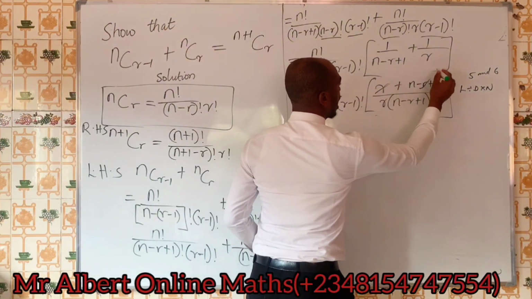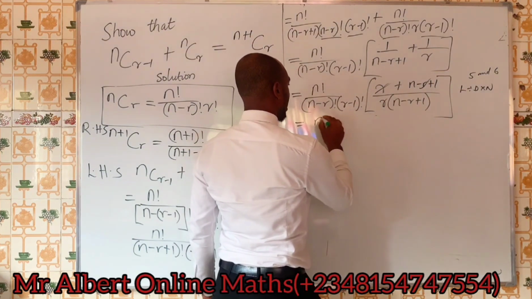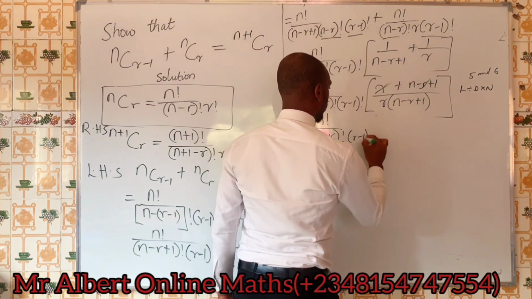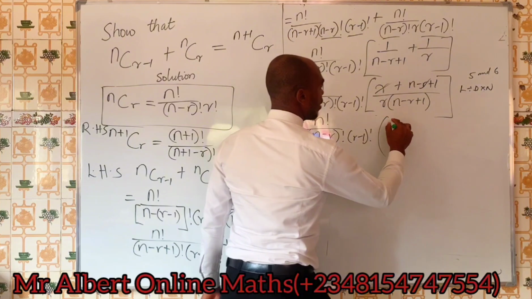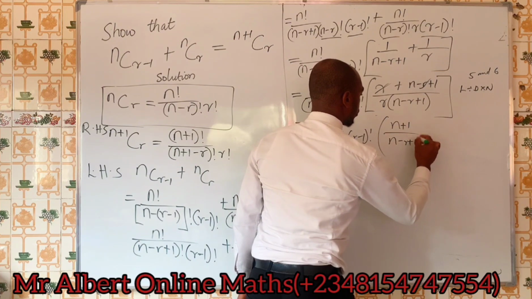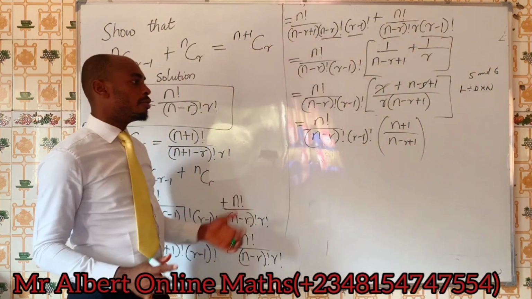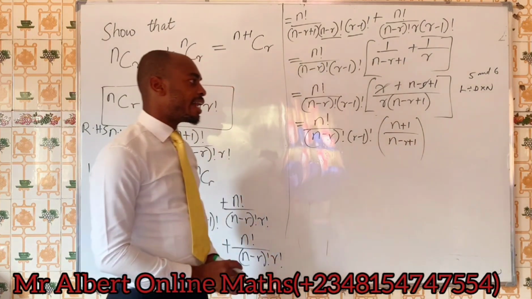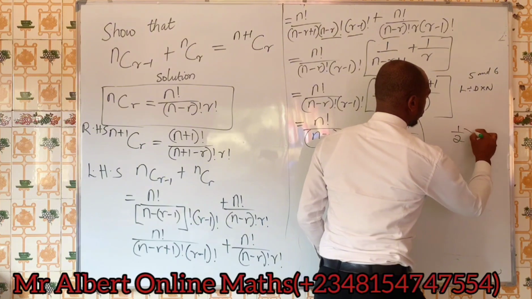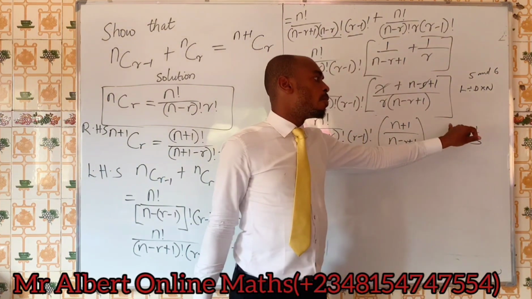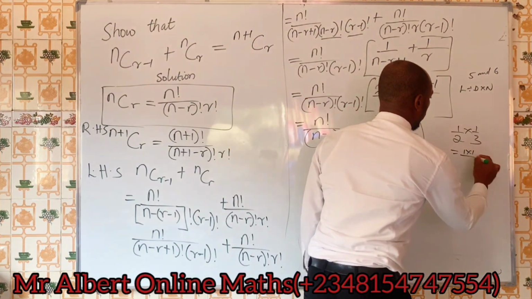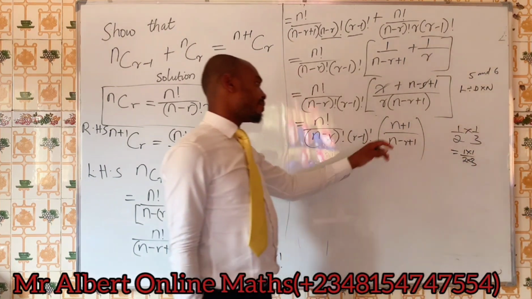Now r minus r goes. So what we have is n factorial all over n minus r factorial, then r minus 1 factorial. At this point, we have n plus 1 all over n minus r plus 1. So we only have a single fraction, so I can multiply. Remember, when you multiply fractions, 1 over 2 times 1 over 3, numerator multiplies numerator, while denominator multiplies denominator. So we have 1 times 1 all over 2 times 3. That is the same thing we have here.